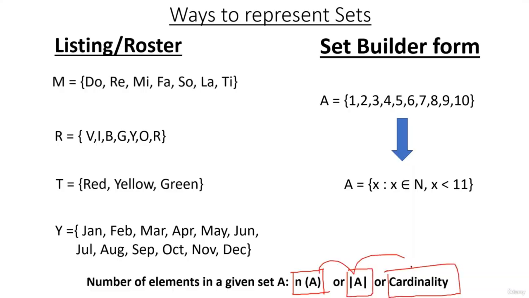Okay, इन तीनों का मतलब एक ही है, number of elements of the given set. Okay, so n(A) or |A| or cardinality, it means nothing but the number of elements of a given set A. All right, so let's discuss some types of sets now. The very first set is basically called a universal set.